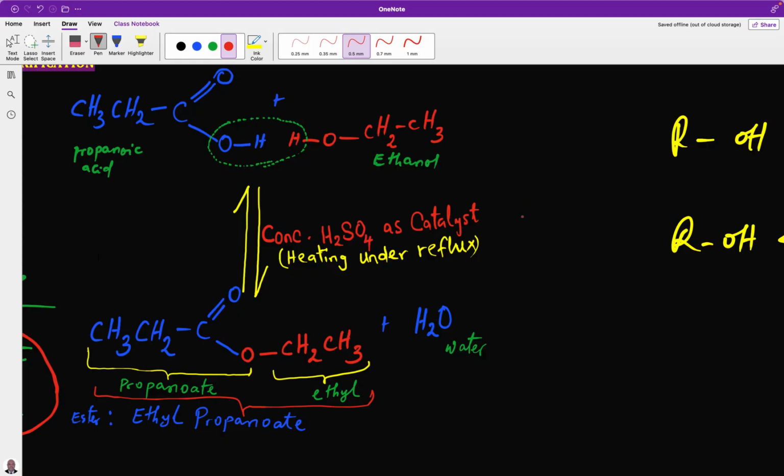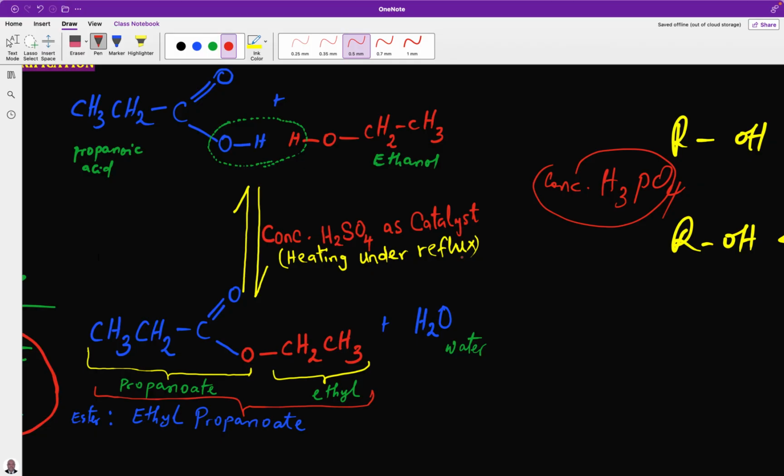Either you use concentrated sulfuric acid, or you can still use concentrated phosphoric acid. You could use concentrated phosphoric acid. You can either use this, or you use concentrated sulfuric acid. These are the two acids that you can use. And the reaction mixture is heated under reflux.